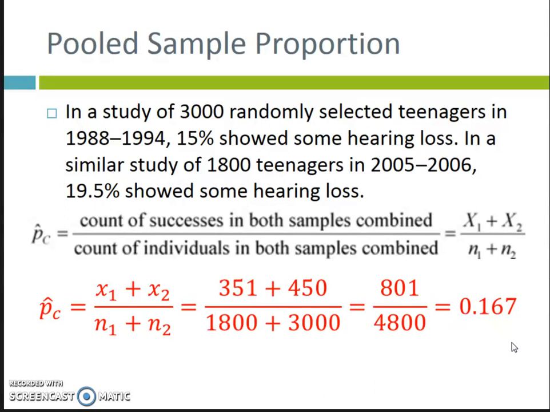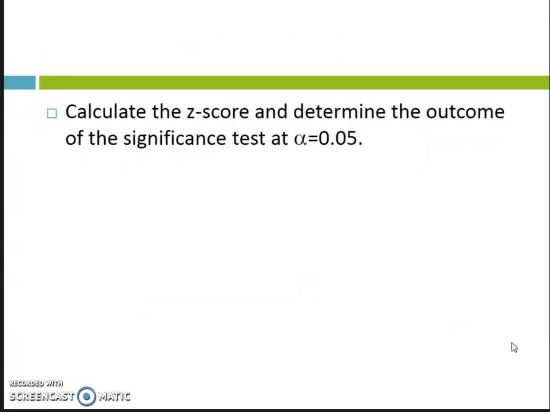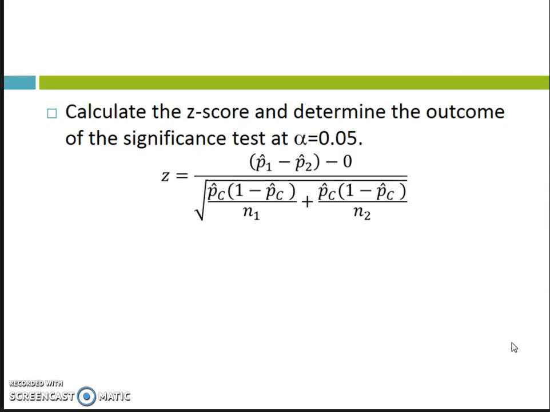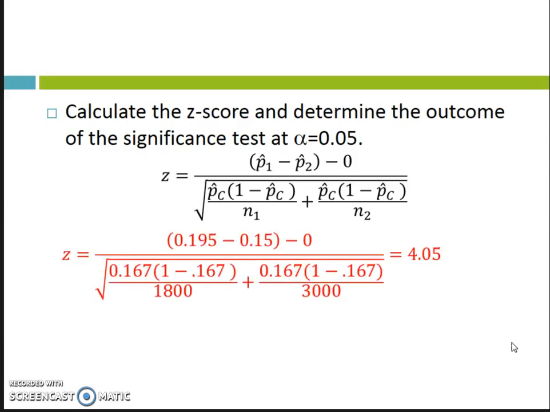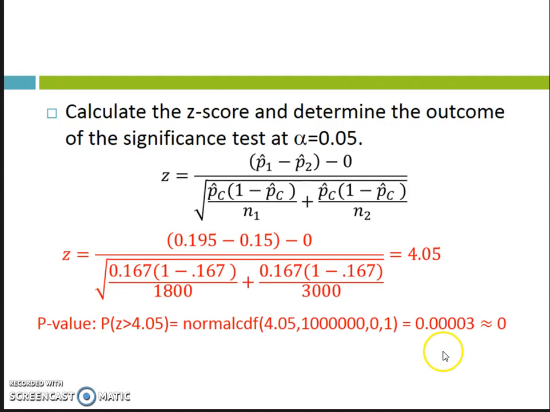Okay? So now let's go ahead and calculate the z-score and determine the outcome of the significance test at our 0.05 level. So here's the formula that we're going to use. So we plug in everything that we have, and we end up getting a z-test statistic of 4.05. Now we need to get our p-value from that. Now because this was a greater than in our alternative, I want to find the probability that my test statistic is greater than 4.05, excuse me. And that's going to be really, really small, right? That's not even on our table. So it's about 0.